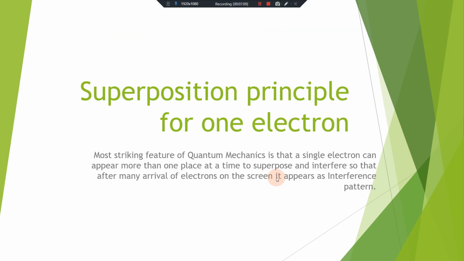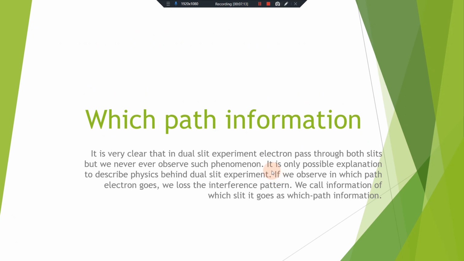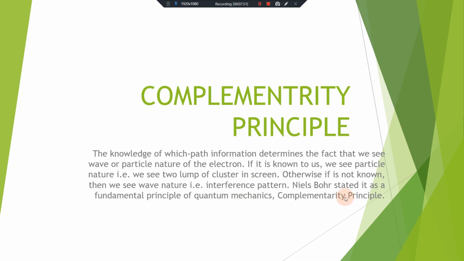Okay, so the knowledge of which path it goes through is called which-path information. It is very clear that in the double slit experiment the electron passes through both slits, but we never observe such a phenomenon. It is the only possible explanation to describe the physics behind the double slit experiment. But if we observe which path the electron goes through, we lose the interference pattern.